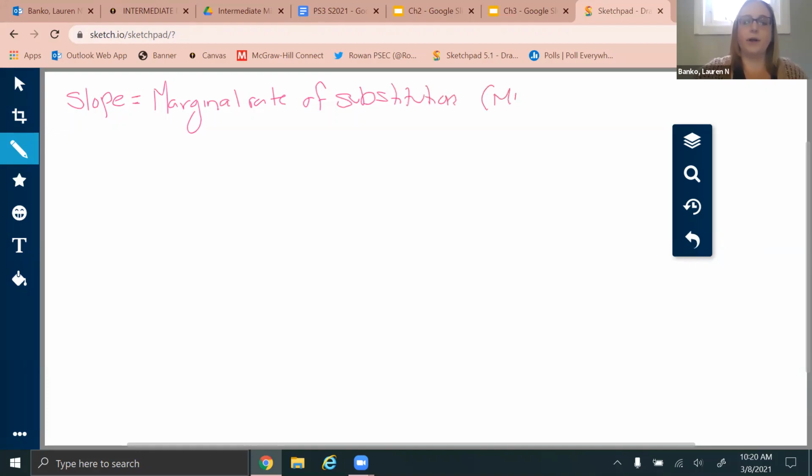Or the MRS. So if I say MRS, I'm talking about a slope here. But it has a meaning. This meaning, or this slope, shows the amount of X2 a consumer is willing to give up for one more X1.